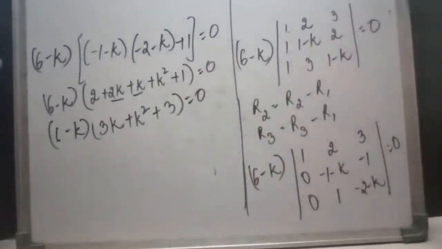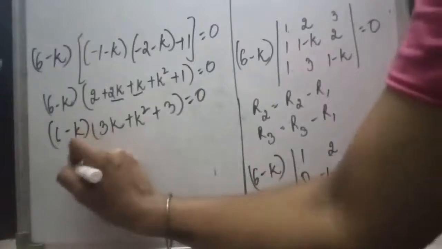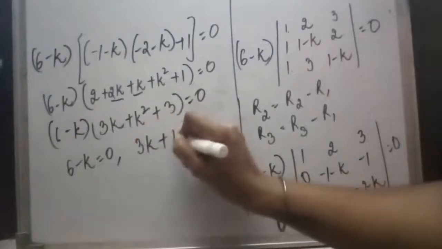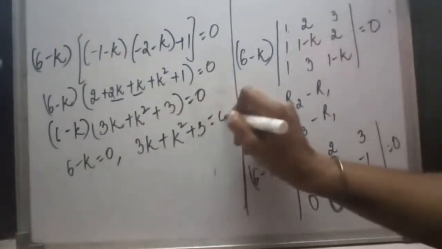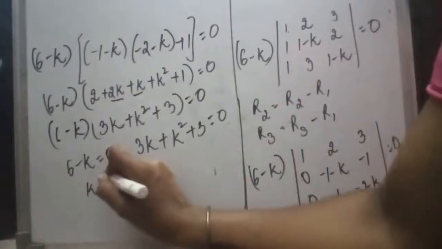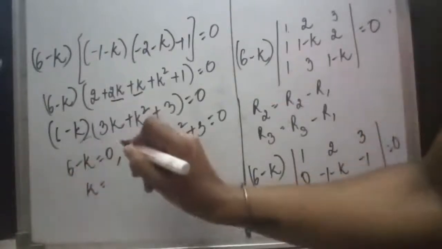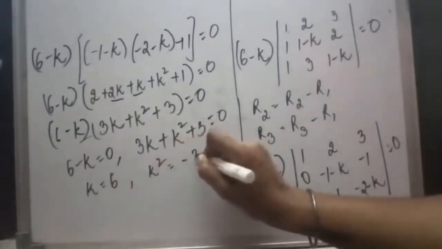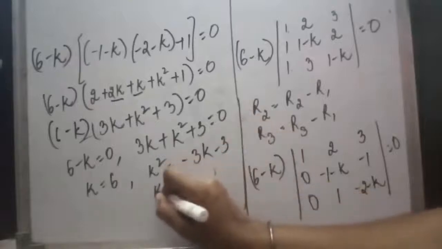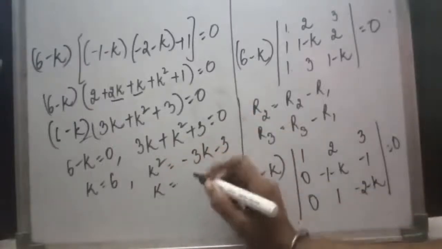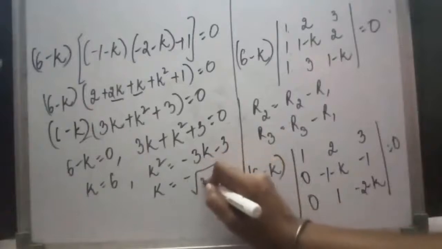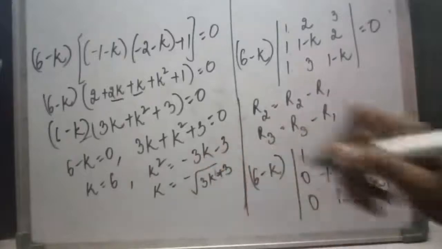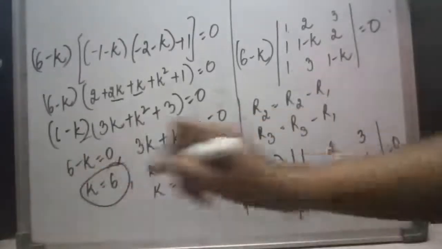So from here if I have to calculate the values, 6 minus k is equal to 0, and second, k square plus 3k plus 3 is equal to 0. So from here I can say that if it is minus k, there it will be minus 6, so k will be 6. From the second I can take k square as minus 3k minus 3, and if I want to calculate k, that is not possible, because when I take the square root of a negative, that will be ill-defined. The square root of a negative is not possible. So ultimately my real value of k comes out to be 6.